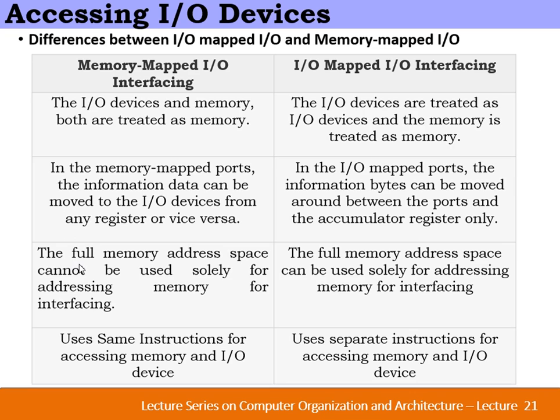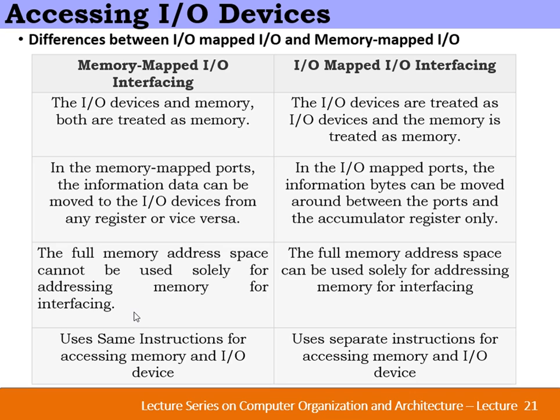Here, as we share the memory address space for both memory and IO device, we cannot utilize the full memory address space. The third point says that the full memory address space cannot be used solely for addressing memory. So in case of memory mapped IO, because of sharing, the full memory space cannot be utilized for memory. Whereas in case of IO mapped IO, as there is a separate set of addresses for an IO device, the full memory address space can be utilized.